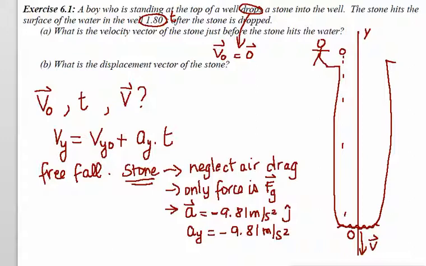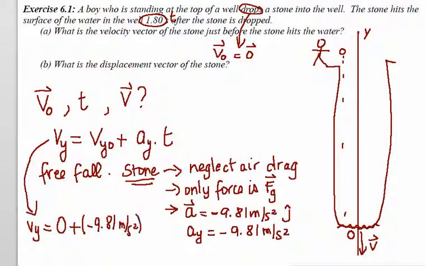Okay, so now you go back to your equation, and Vy is Vy initial, which is 0, plus the acceleration, which is negative 9.81 meters per second squared, times the time it took to reach that point, which is 1.80 seconds. And that's how you find the answer.